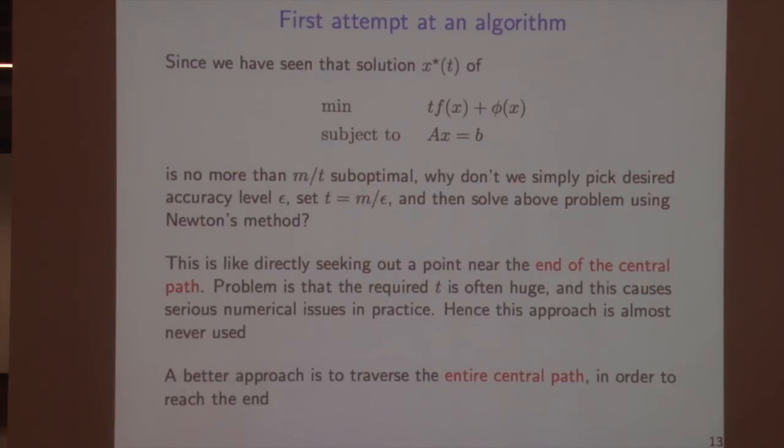In fact, that's what people tried maybe as a first attempt before interior point methods. But the problem is that the required t you need is often huge, and that causes serious problems with this approach. So if I have, say, 1,000 constraints and I want 10 to the minus 6 accuracy, then I need t to be 10 to the 9 in order to make that work.